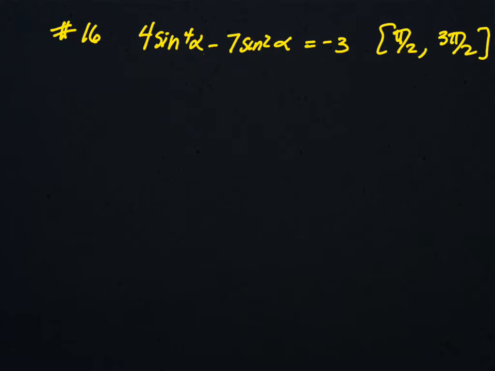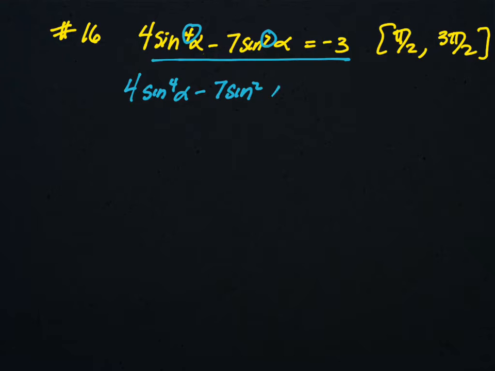Okay, let's start on the last one, number 16. I can see a quadratic pattern here. We've got a 4 and a 2. We need everything on the same side, so let's do that first. 4 sine to the 4th alpha minus 7 sine squared alpha plus 3 equals 0. We're going to let a this time equal sine squared alpha.